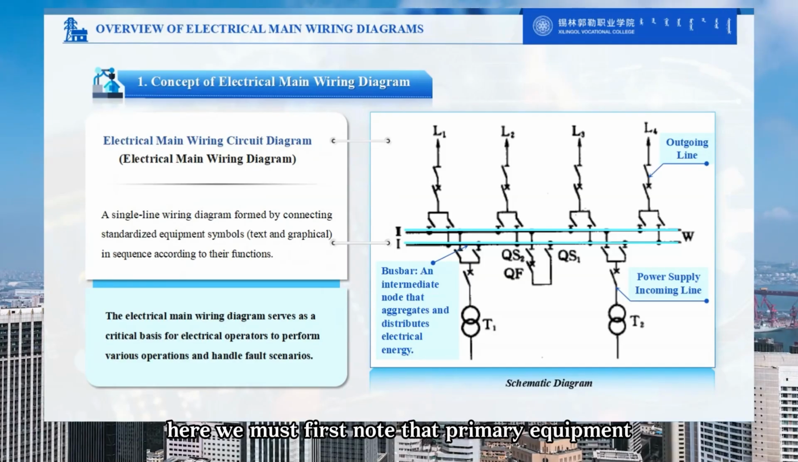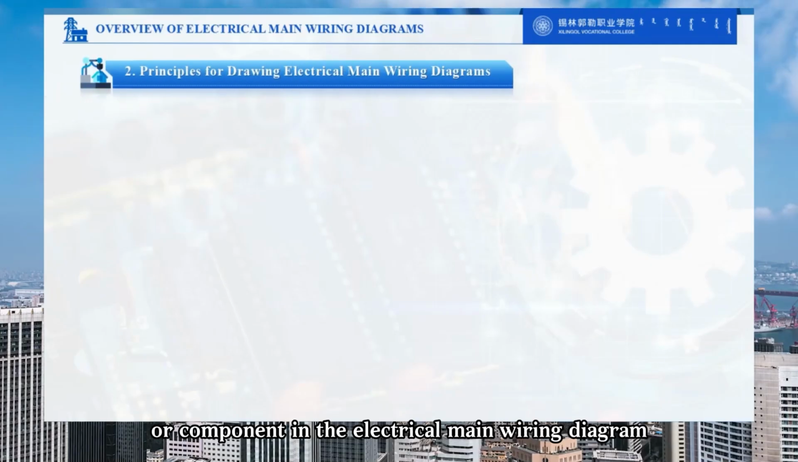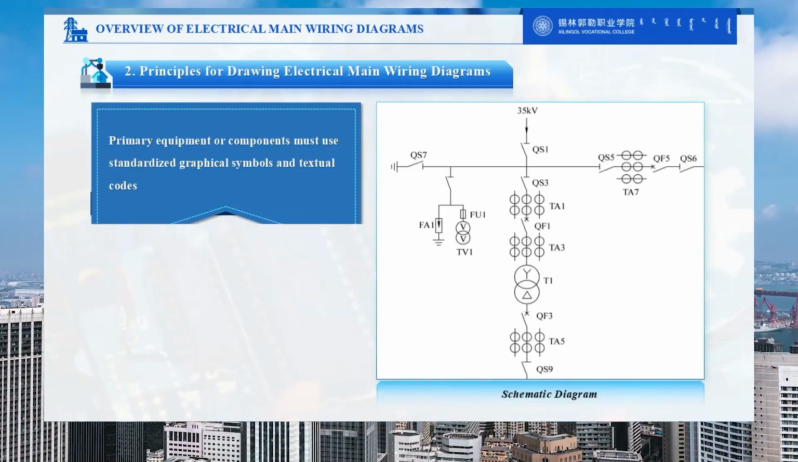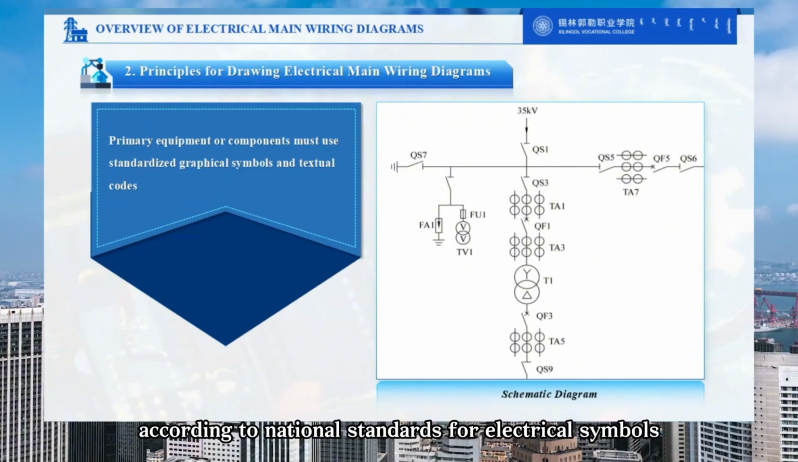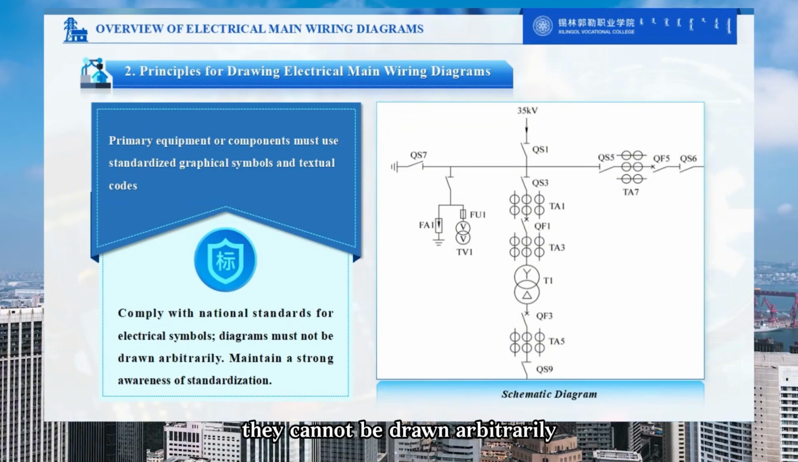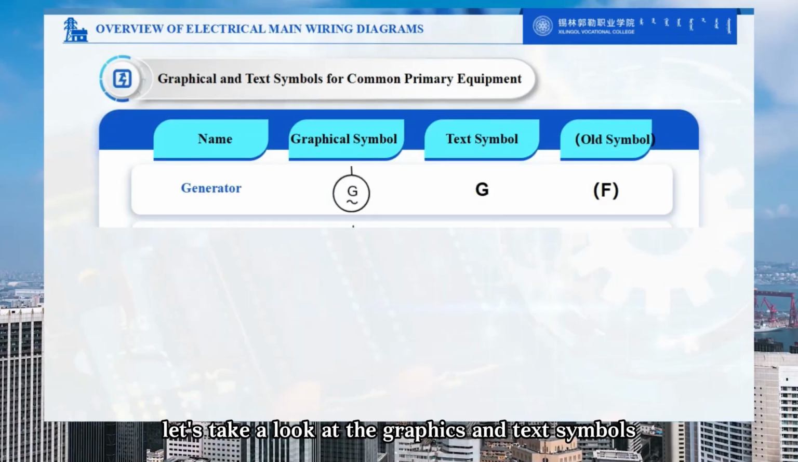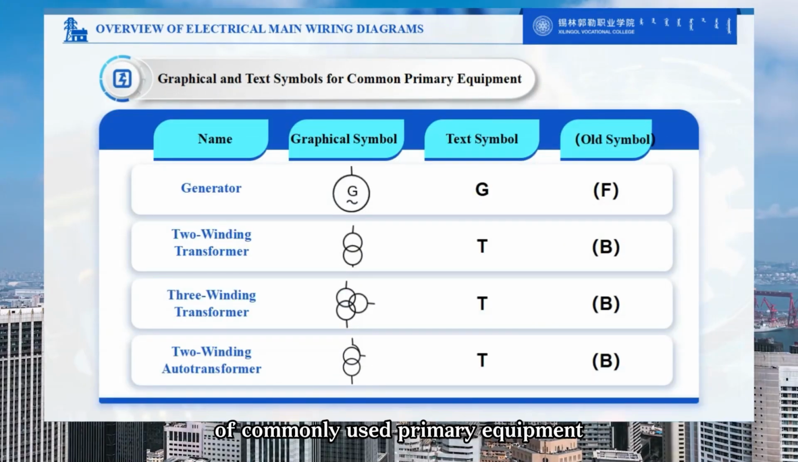Here, we must first note that primary equipment or components in the electrical main wiring diagram must use standardized graphic symbols and text codes. According to national standards for electrical symbols, they cannot be drawn arbitrarily here. A good sense of standardization is required. Let's take a look at the graphics and text symbols of commonly used primary equipment.